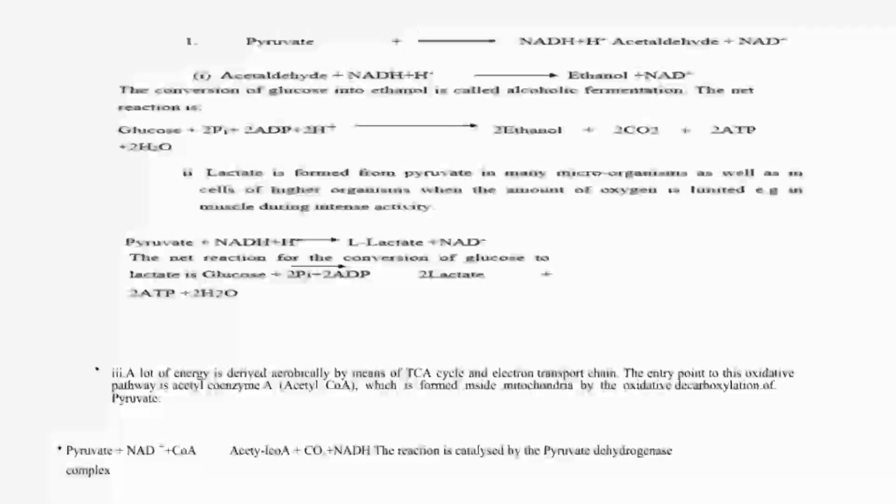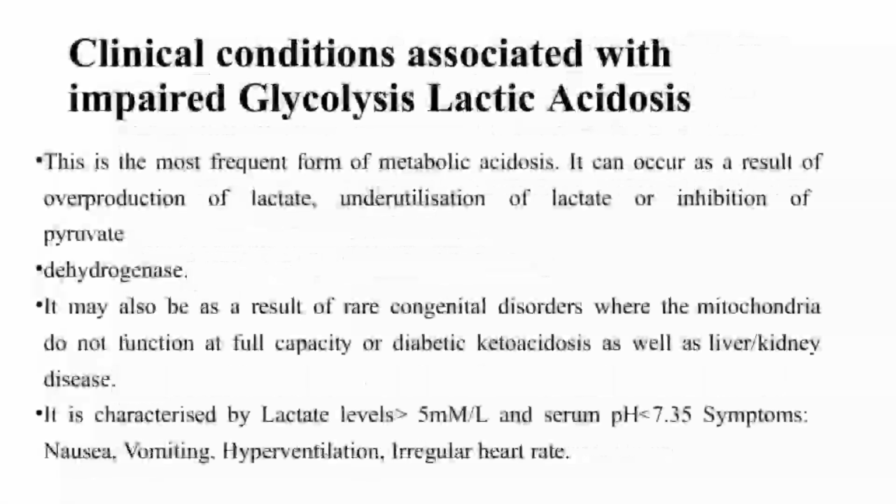This is the most common form of metabolic acidosis that we encounter. It typically happens when there's an overproduction of lactate, or sometimes when the body isn't using lactate efficiently. It can also occur if there's inhibition of pyruvate dehydrogenase, which is a key enzyme in energy metabolism. Additionally, this type of acidosis can be caused by rare congenital disorders where mitochondria fail to function properly, or in conditions like diabetic ketoacidosis. Liver or kidney disease can also contribute to this problem.